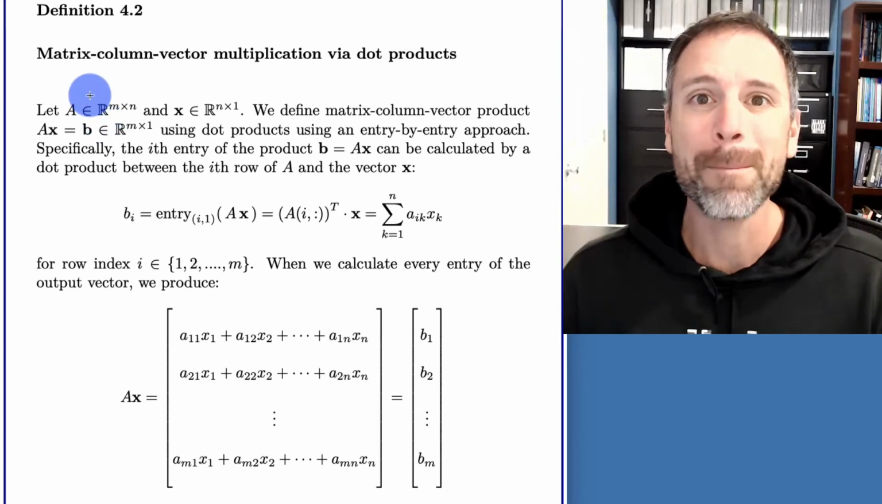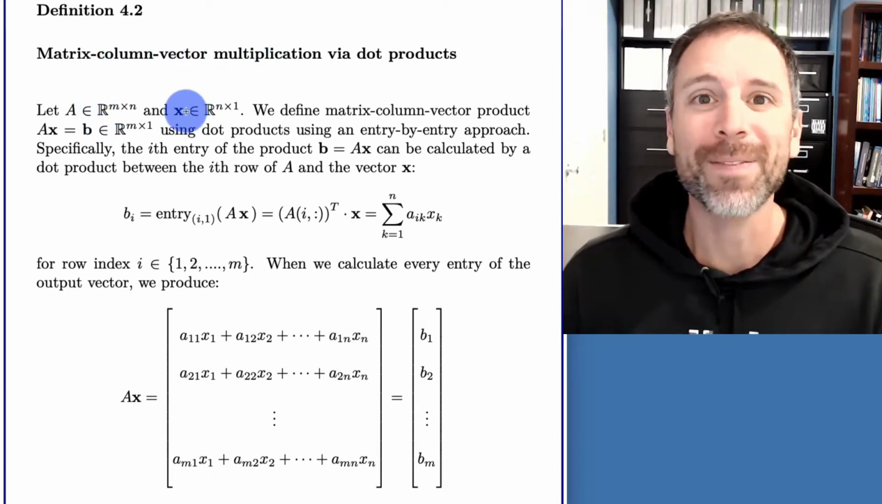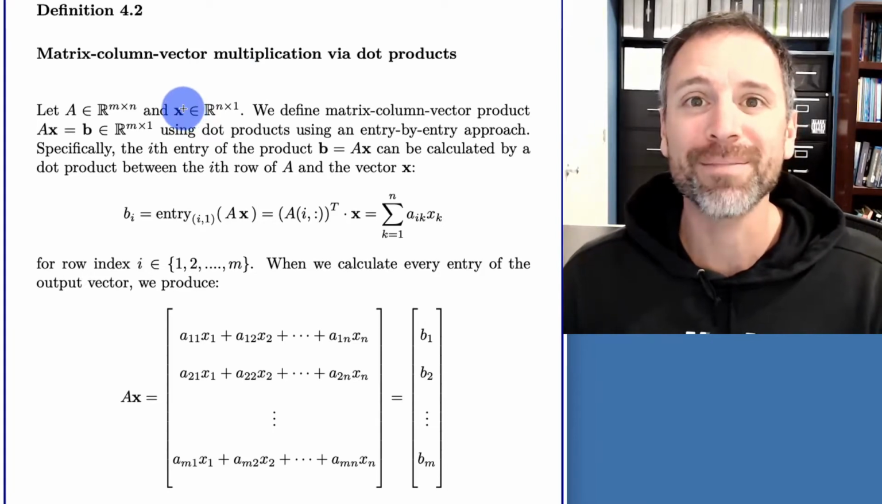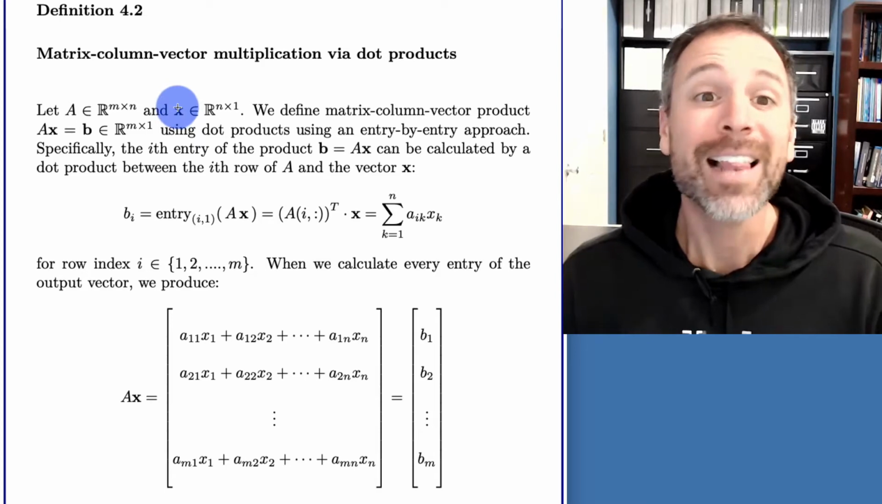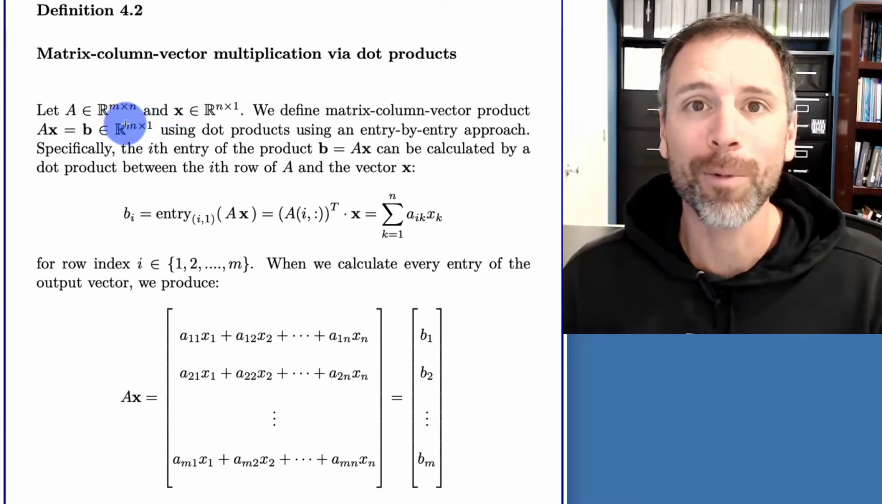When we define matrix column vector multiplication via dot products, we look at the output of our multiplication as a collection of individual scalar entries. Let's see what we mean by looking at the formal definition.